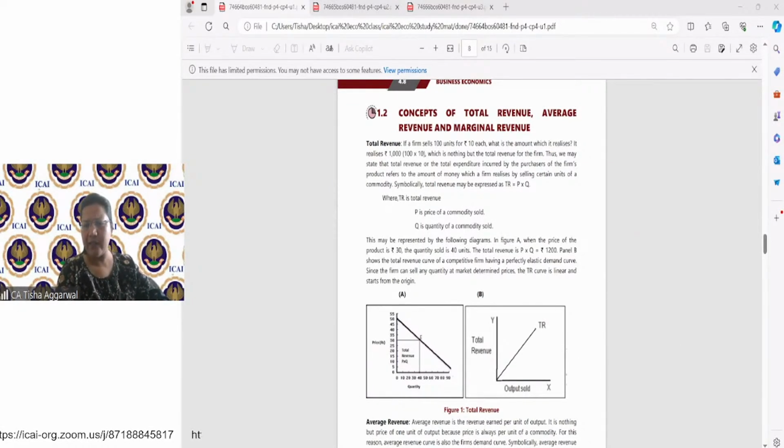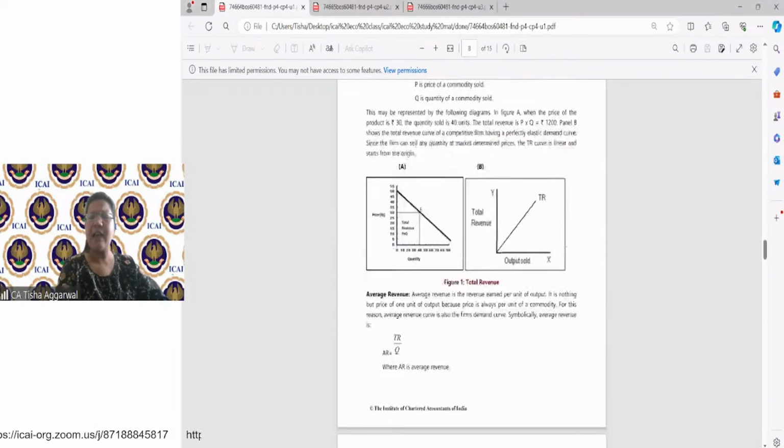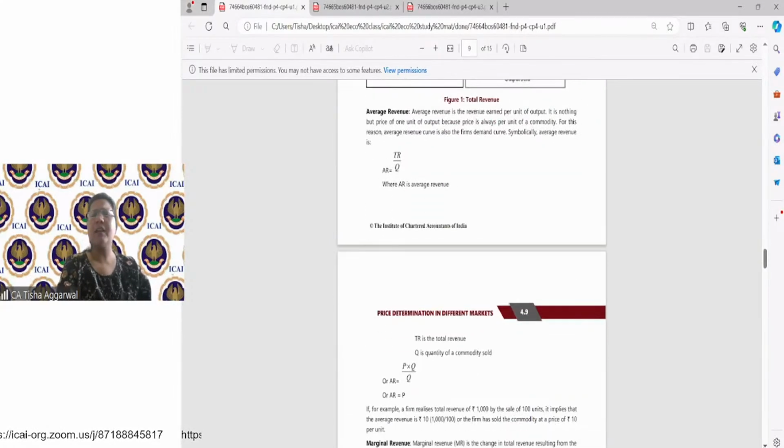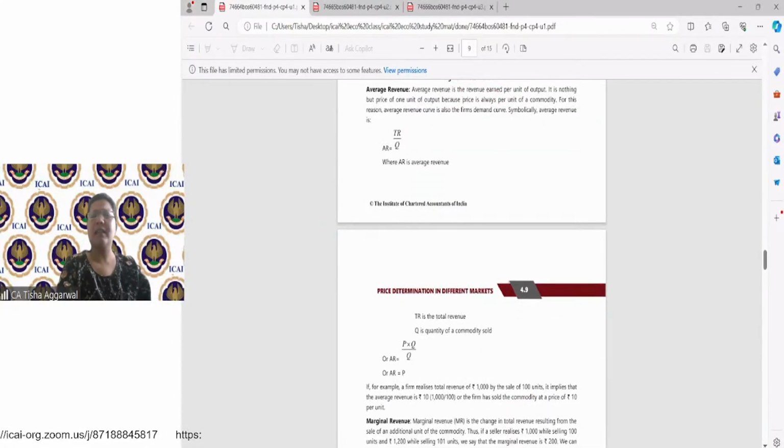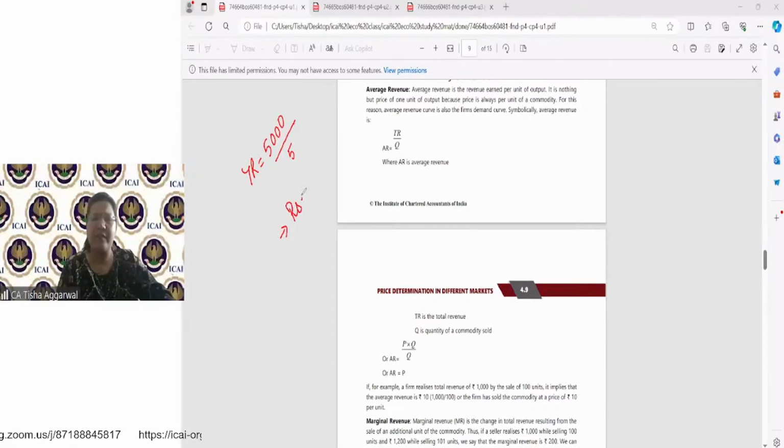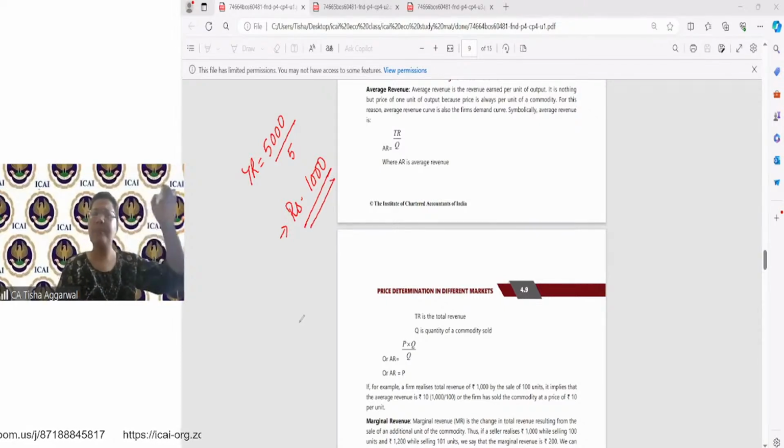Now, what is average revenue? What is average? You must have studied in your class 10th mathematics how to calculate mean, how to calculate average. For example, I would say my total revenue is 5,000 rupees and I sold 5 cakes in it. So that means on average, I'm earning how much? 1,000 rupees. Let's recollect the example of Palak.